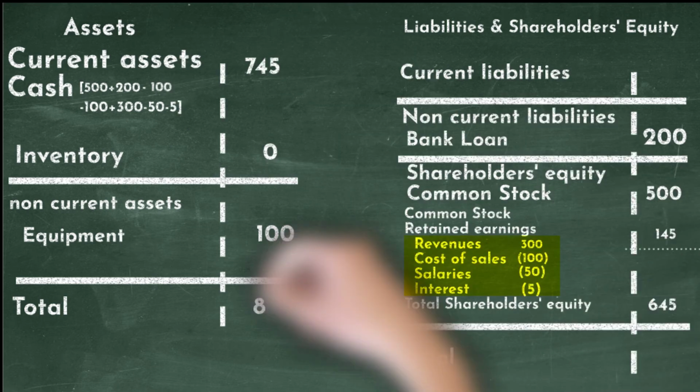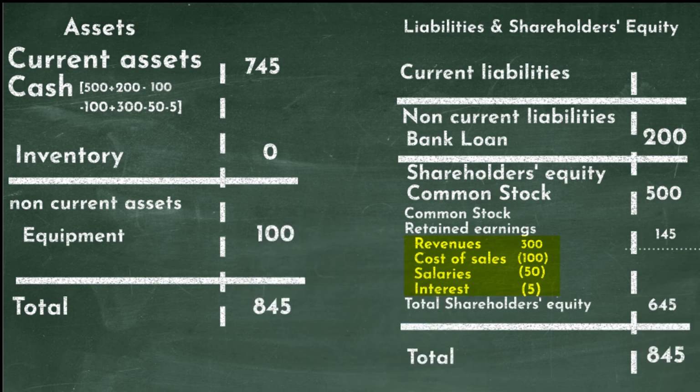Under retained earnings, now those revenues that we earned, the $300, it took us $100 for the inventory, 50 for salary, and we paid 5 for interest, giving us retained earnings of $145. So if we add that to the common stock, the total shareholder equity, the worth of this company, is $645. And we got to add that bank loan, which is $845 on the right side and $845 on the left side. These assumptions were with cash.